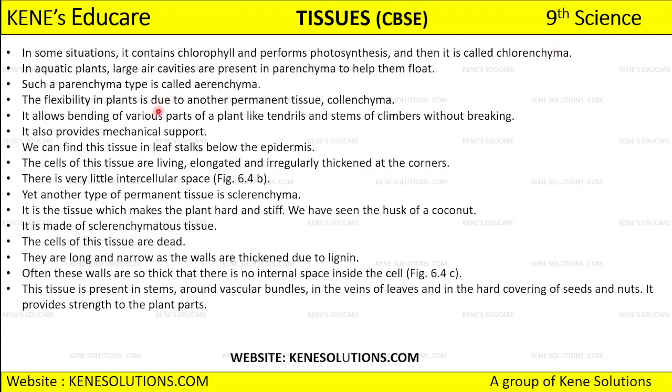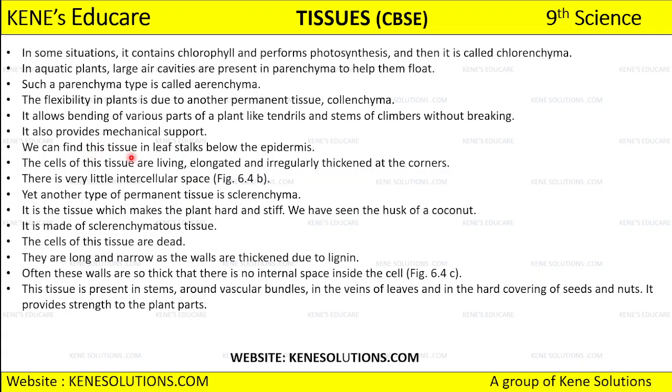Now whatever kind of flexibility is present in plants, that is because of another permanent tissue. Flexibility क्यों होती है plants के अंदर? That is because of this collenchyma tissue. Okay, so collenchyma की वजह से what happens is, the plants are able to bend various parts of the plants, like, you know, the plants have tendrils, the stems of the climbers, without breaking. How are they able to bend themselves? This is all possible because of the collenchyma. Okay, so collenchyma also provides mechanical strength or mechanical support to the plants.